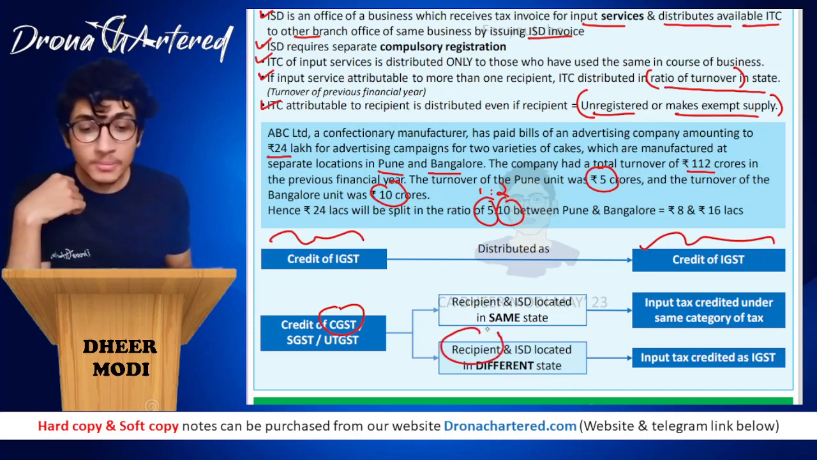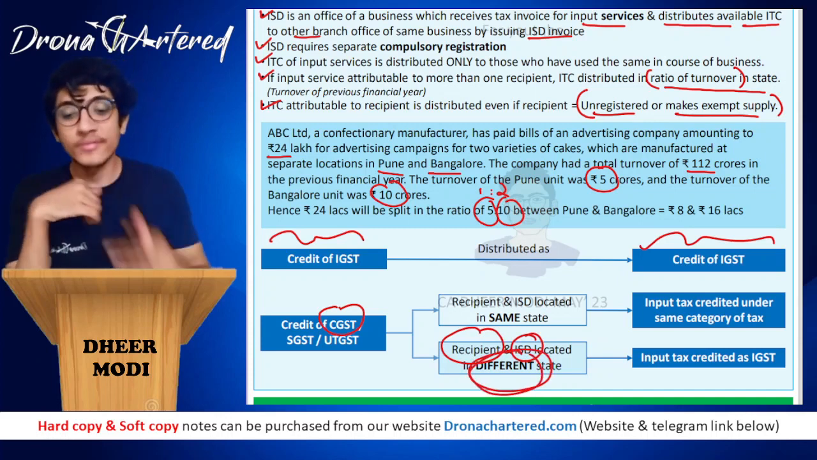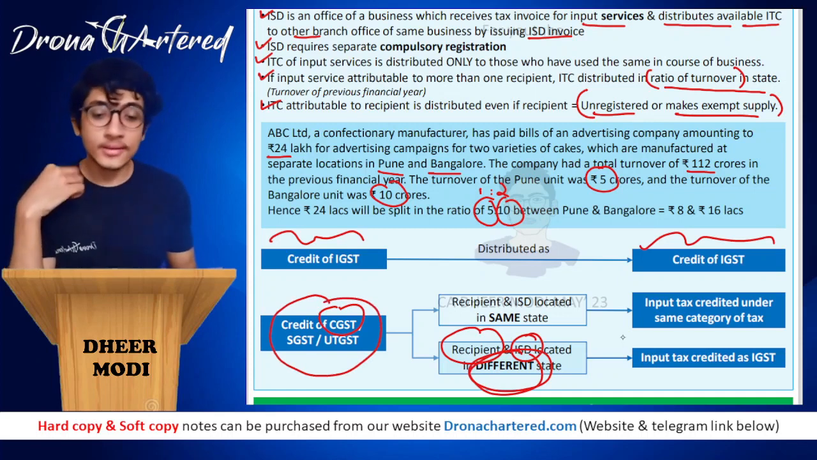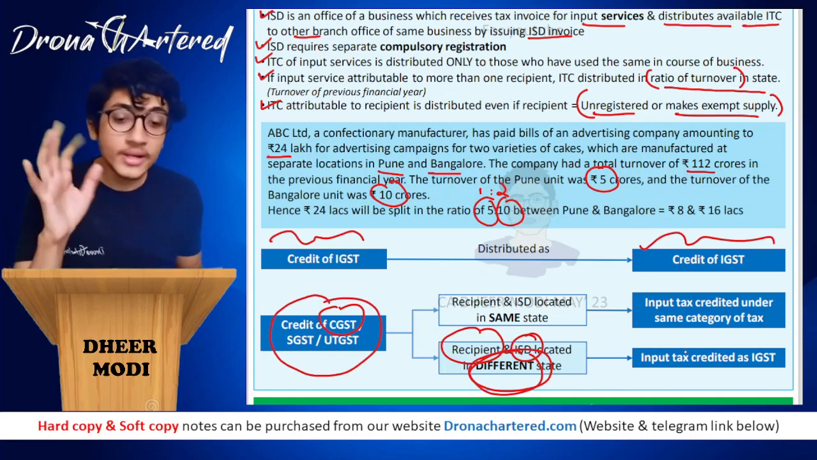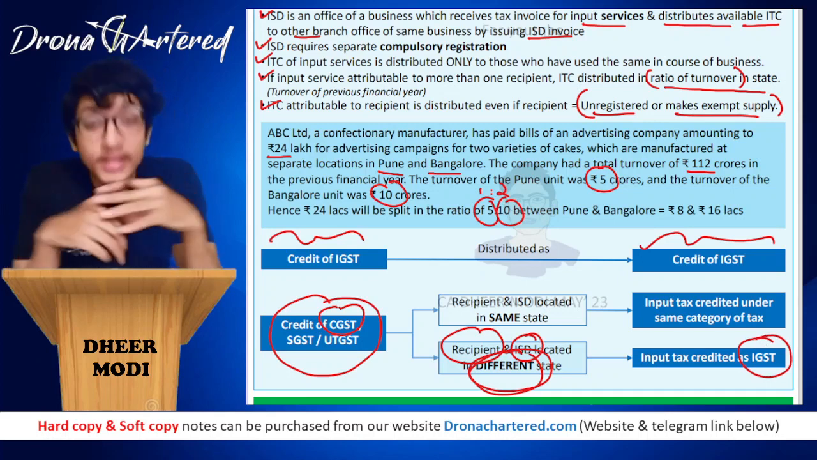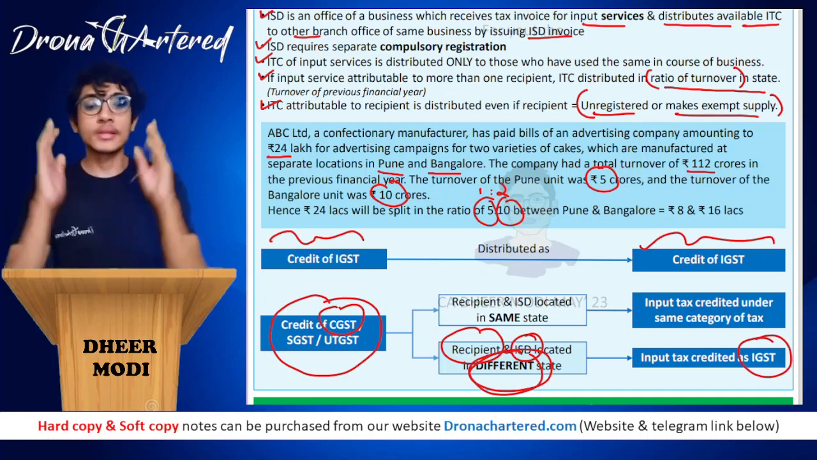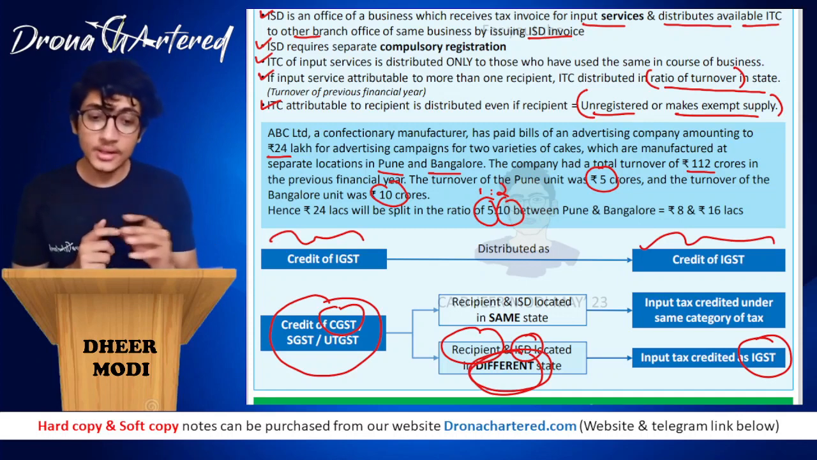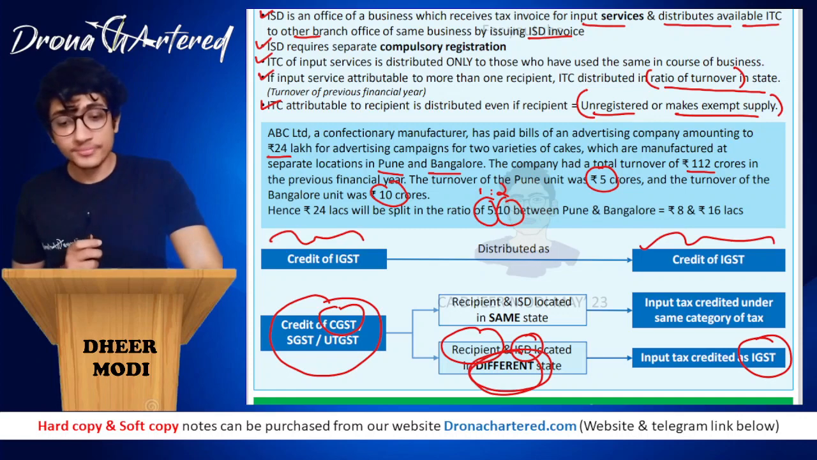However, if the recipient and your ISD are located in different states, in this case, even though the credit is of CGST, SGST, whatever it is, the input tax that the recipient will get will be treated as IGST, because it is an interstate supply. This will be treated as interstate, and this will be as IGST credit. Clear? I hope this is clear to you.